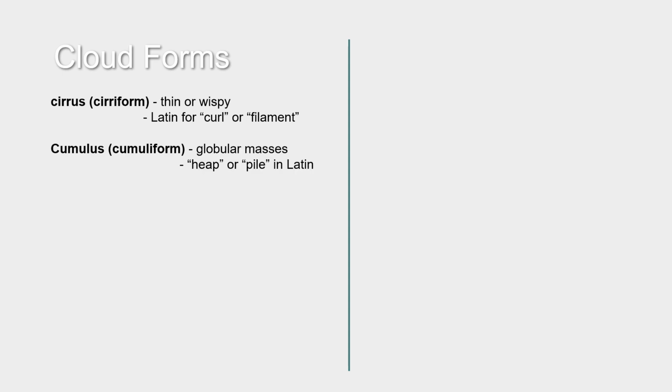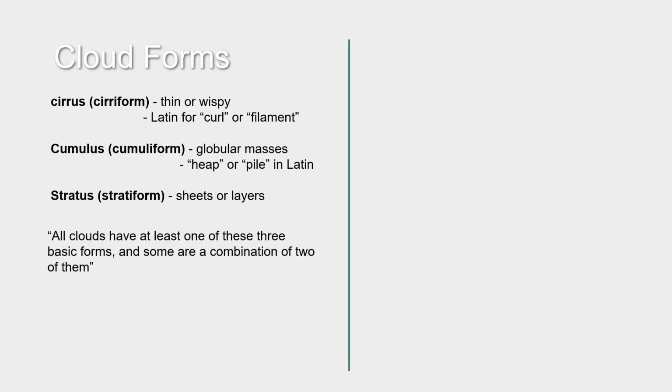Next we have cumulus, or cumuliform, or the globular masses. This is heap or pile in Latin. These clouds consist of globular cloud masses that look like cotton balls or sheep in the sky. And the third one is the stratus, or stratiform. That means sheets or layers. These consist of sheets or layers, or strata, that cover much or even the entire sky. We're gonna check them one by one later.